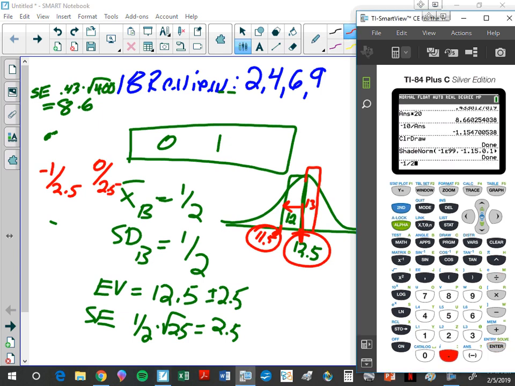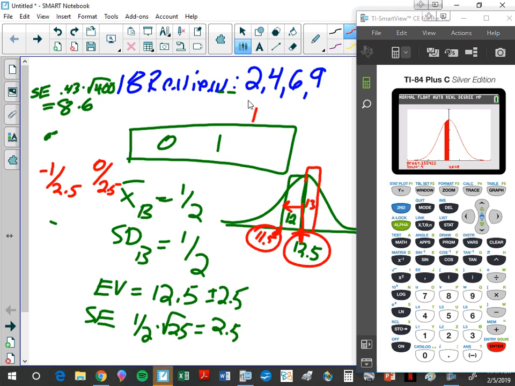-1 divided by 2.5 gives me a left z-score of -0.4, and then my right z-score is just 0. So we'll shade norm from -0.4 to 0. And I get 15.5%. So you should have got 15.5.